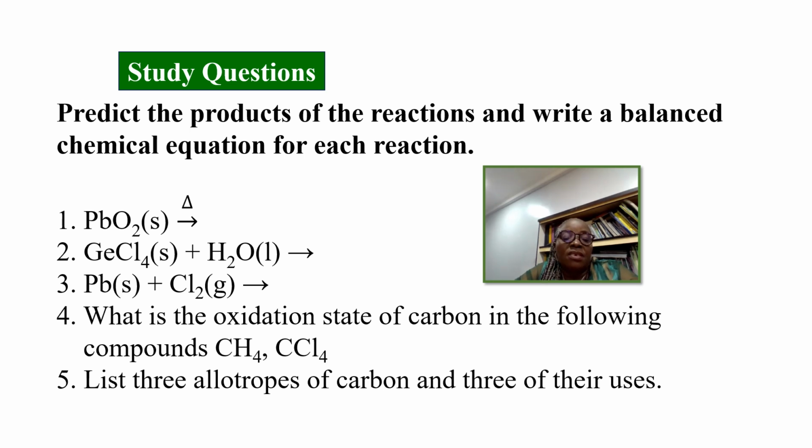Question 4 says, what is the oxidation state of carbon in the following compounds? CH4, methane, and then in carbon tetrachloride, CCl4. Then 5 says, list 3 allotropes of carbon and 3 of their uses.